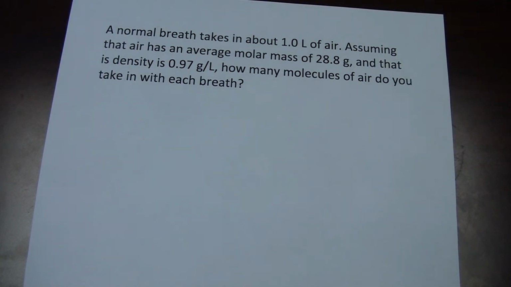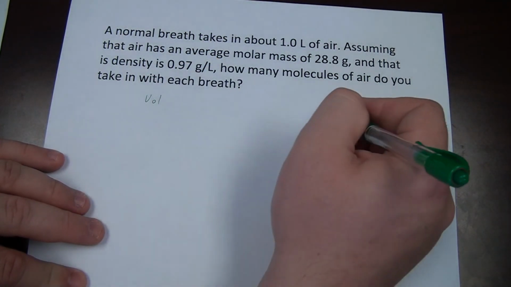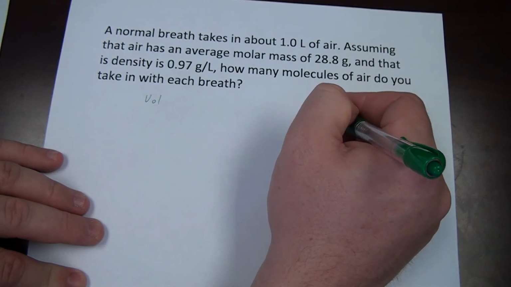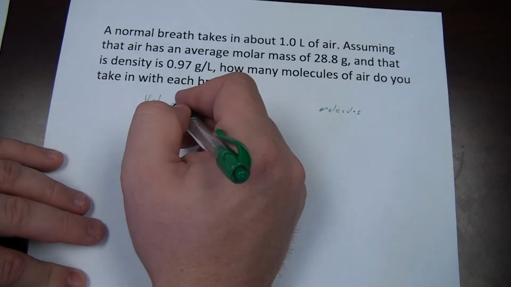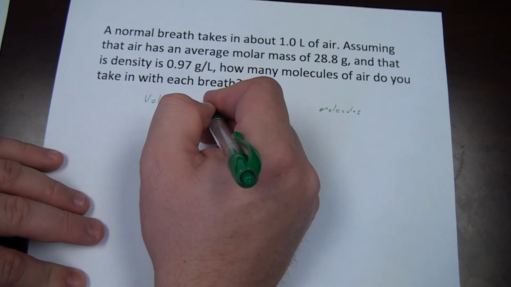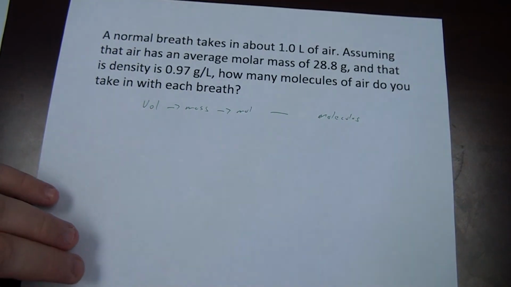A normal breath takes about a liter of air, assuming that the air has an average molar mass of 28.8 grams and a density of 0.97 grams per liter. How many molecules of air do you take with each breath? So the process we're going to take is we're going to figure out from the volume that we breathe, we need to get molecules of air. So we're going to go from volume to mass, mass to moles, and then moles to molecules.